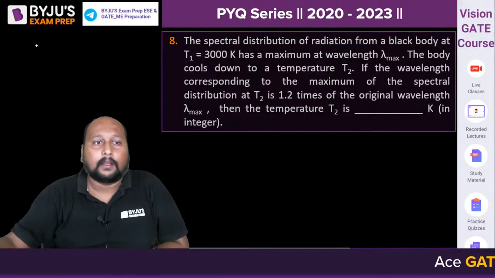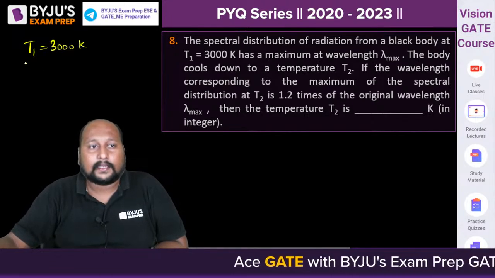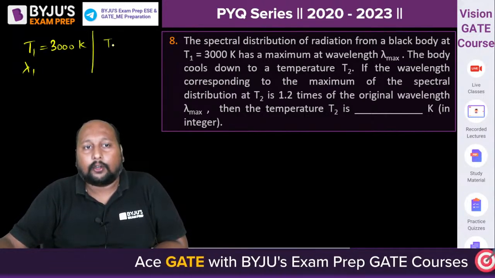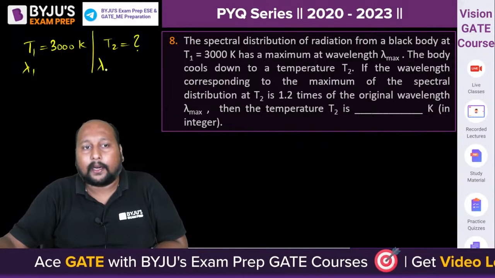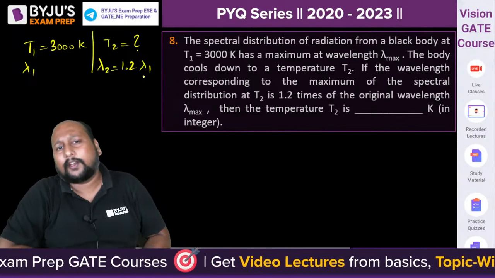Simple question. T1 is equal to 3000 Kelvin. Let's say lambda 1 is being given. T2 we have to calculate. Lambda 2 is equal to 1.2 times lambda 1. What's the value of this? We can use Wien's displacement law.